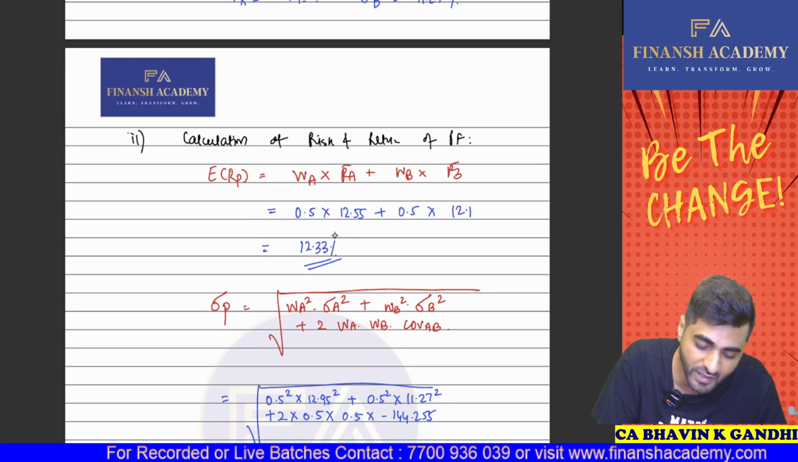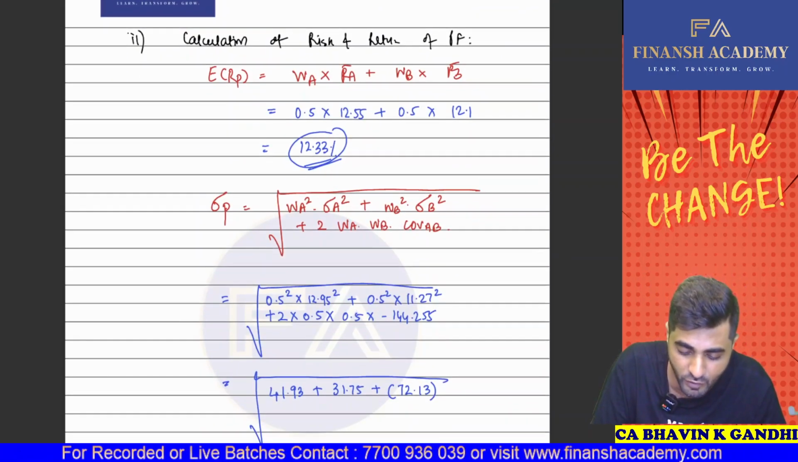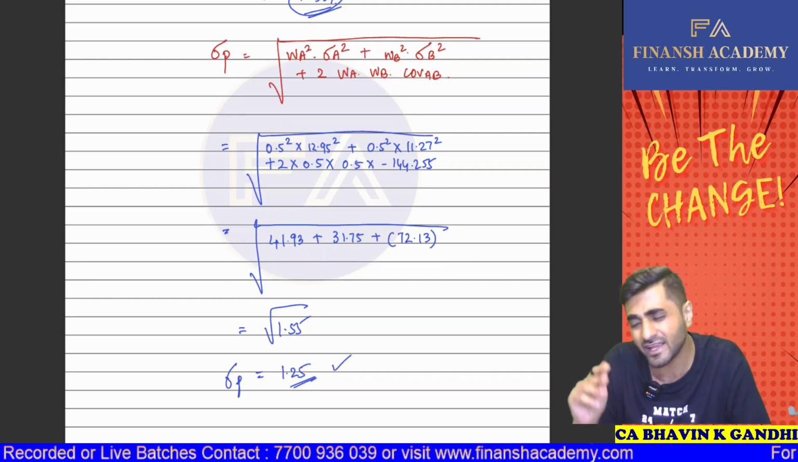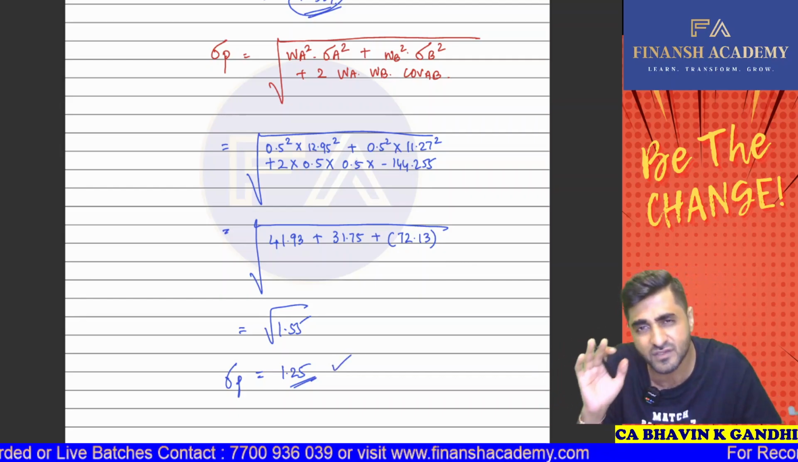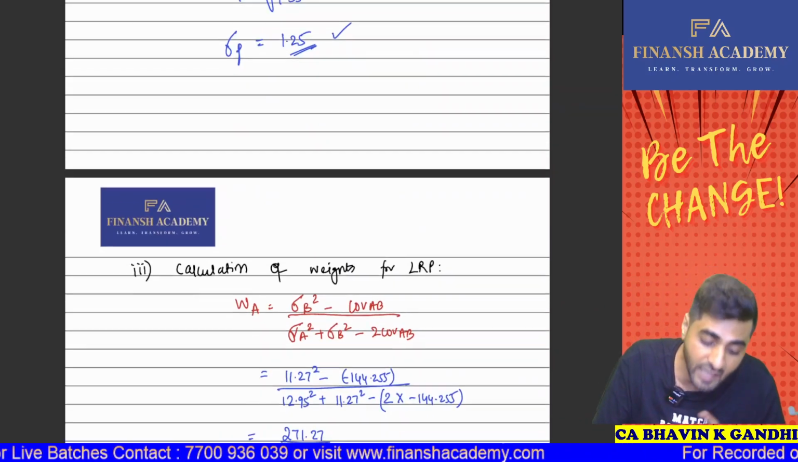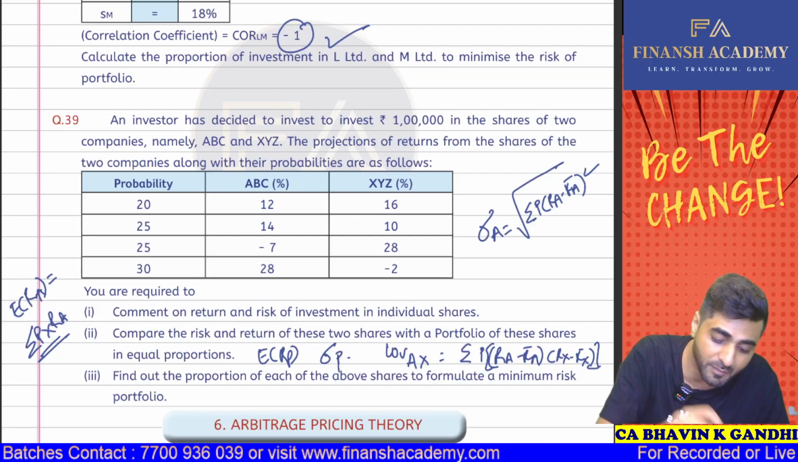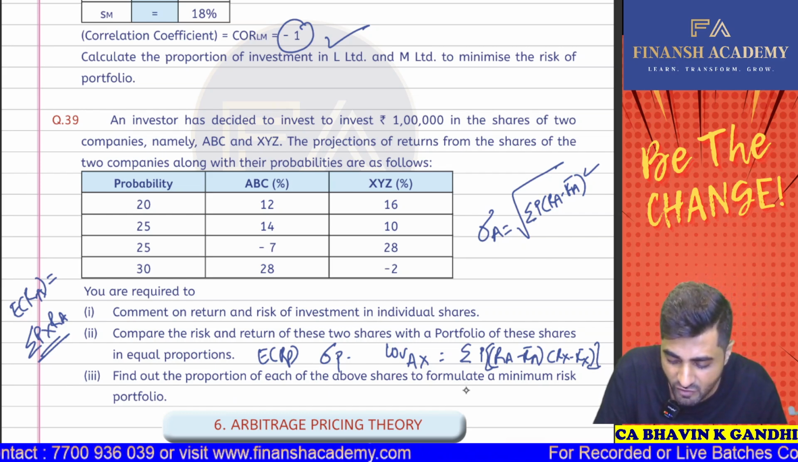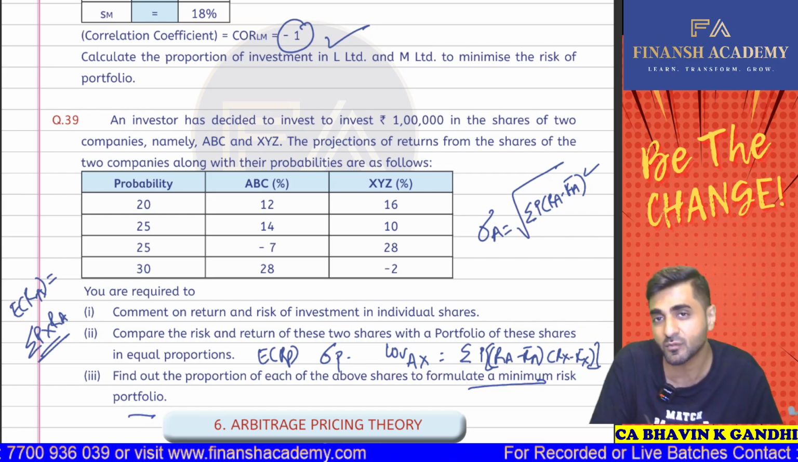And this is how we calculate the expected return of a portfolio and the standard deviation of the portfolio, exactly on the basis of the formulas which we have discussed. Now comes the third part, because in the third part of the question they have asked you to find out the proportion of each of the above shares to formulate a minimum risk portfolio.